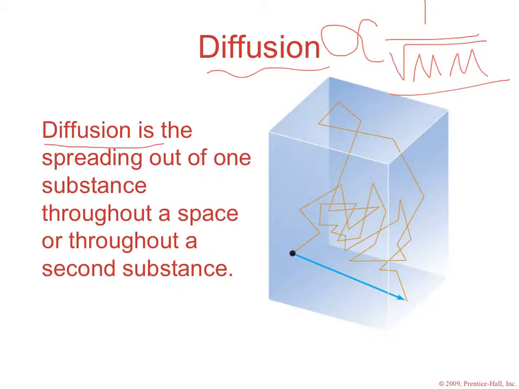So diffusion would be if I stood up at the front of the room and had a little bottle of perfume and spritzed it, eventually the smell would diffuse, or the gas would diffuse its way throughout the room, so the people in the back of the room might eventually smell it, but it would take a while. That is diffusion. So the rate of that diffusion depends, again, on the molar mass of the gas components.